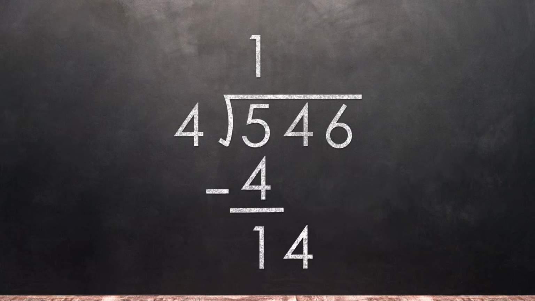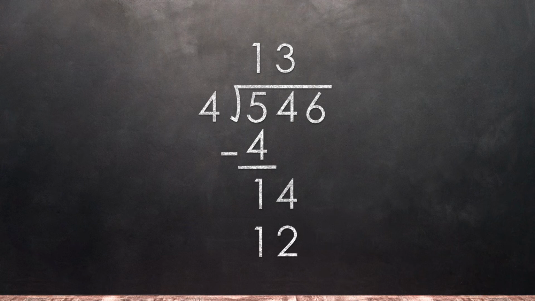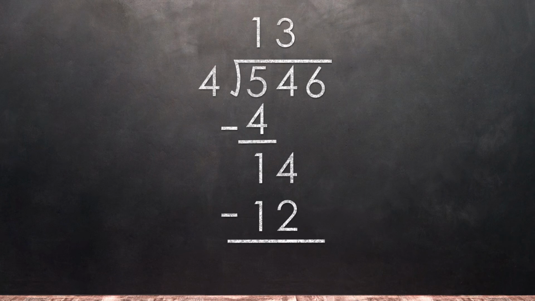Now we ask, how many times does 4 go into 14? Well, 4 times 3 is 12, but 4 times 4 is 16, and that's too big. So our answer is 3, and we place this above the 4 in 546. Now we multiply. We only need to multiply the divisor by the answer we obtained from the latest step. To be clear, we only multiply 4 by 3, not by 13. 4 times 3 is 12, so we place the 12 under the 14 and subtract.